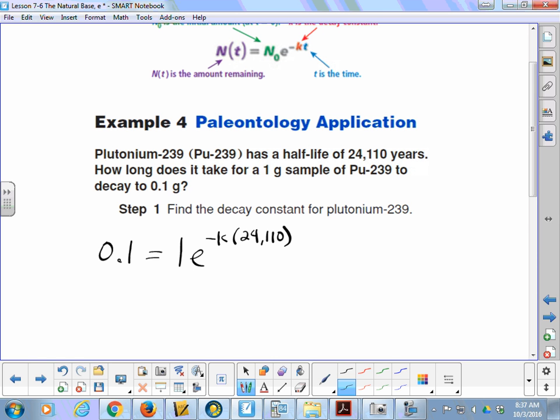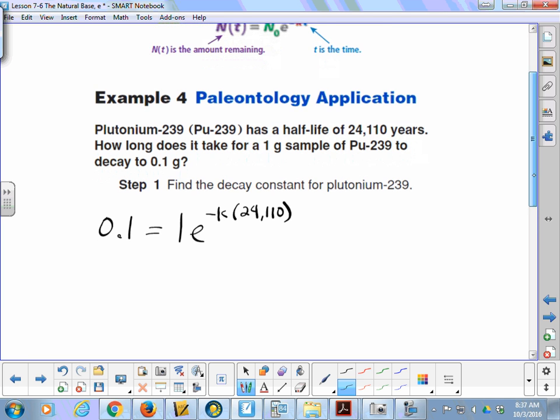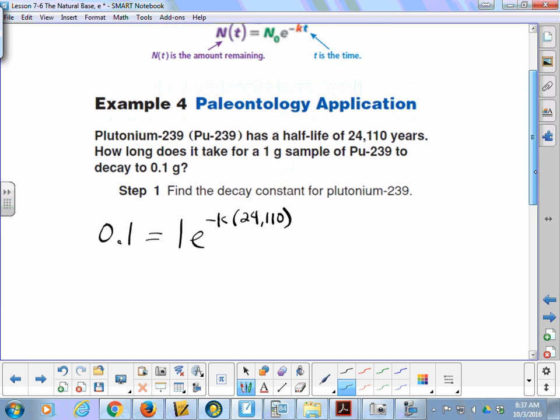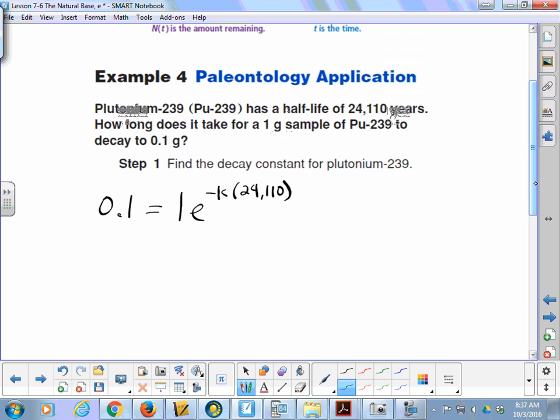All right, so we're using what we know to be able to get the value of K so we can figure out how long it's going to take to get there, because we can't have two missing variables, two unknowns. All right, so let's rewrite it. So we have 0.1 = e to the negative 24,110 K.